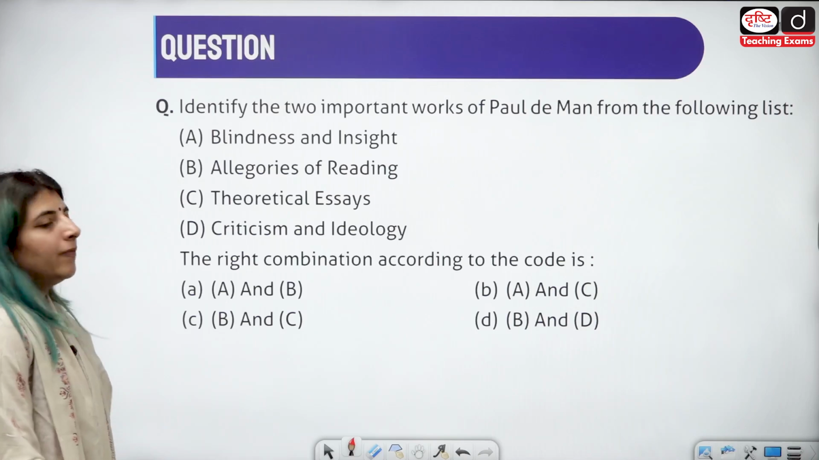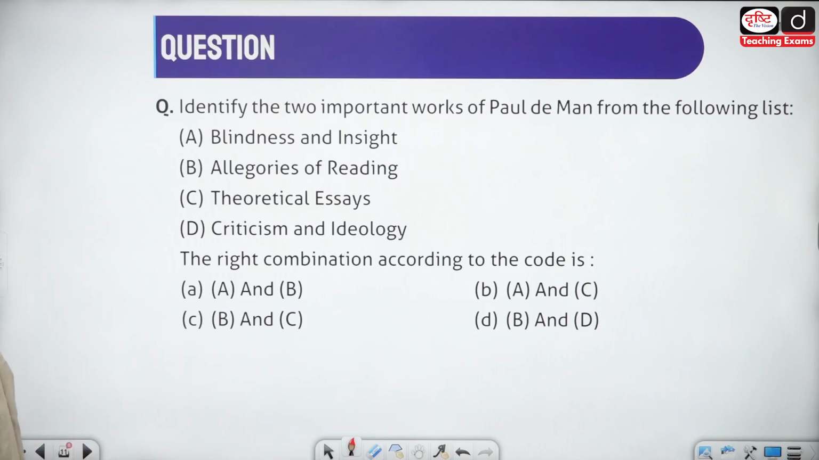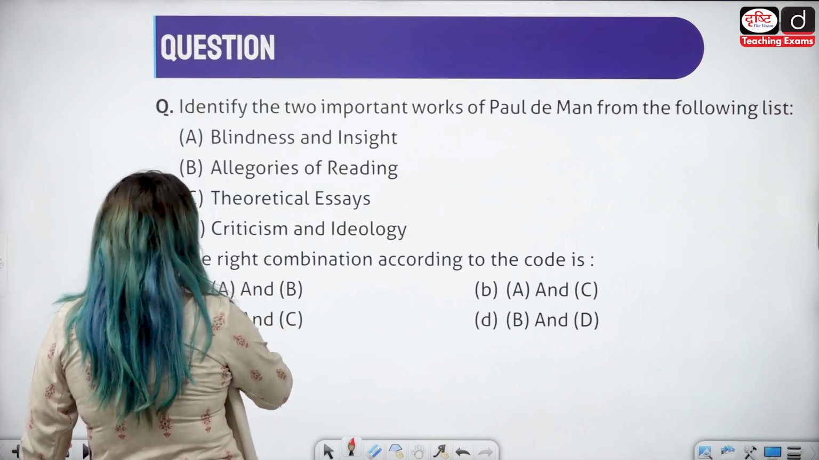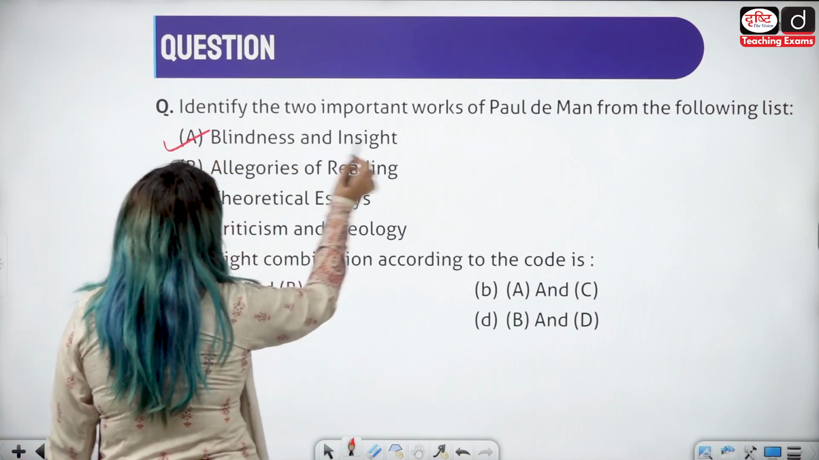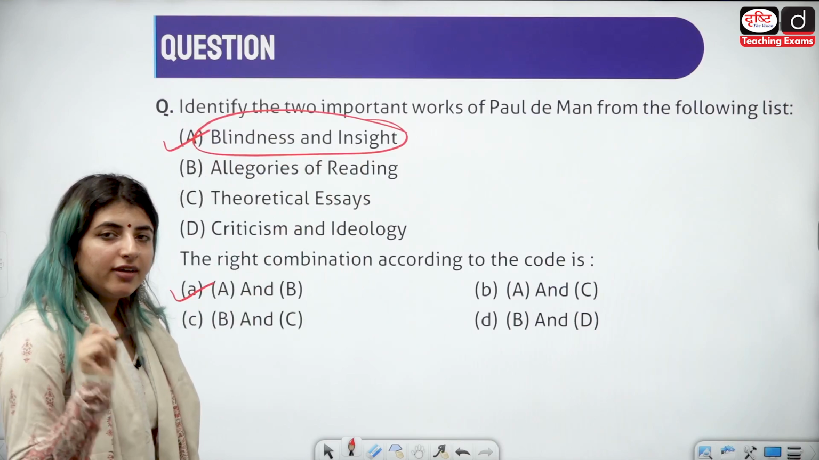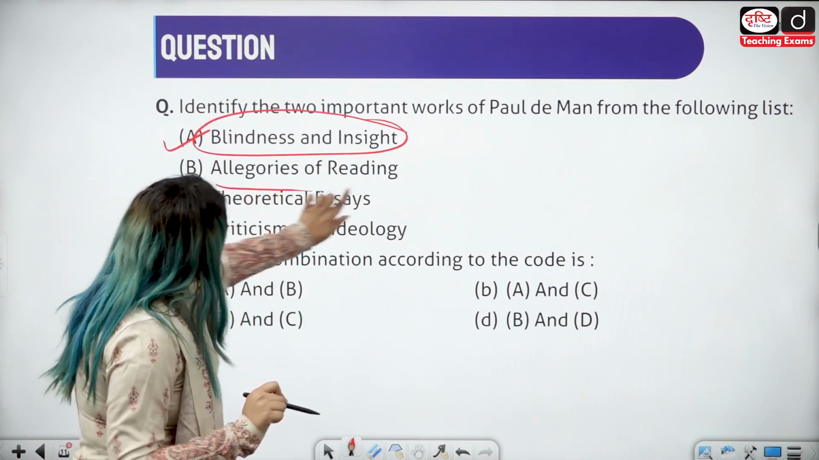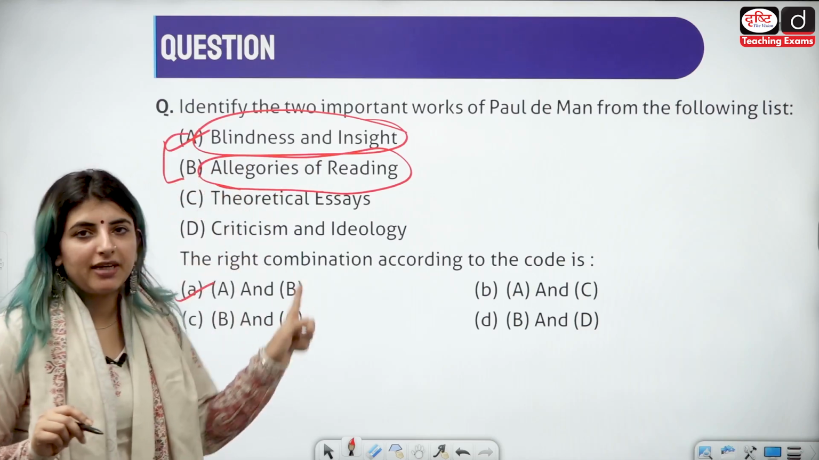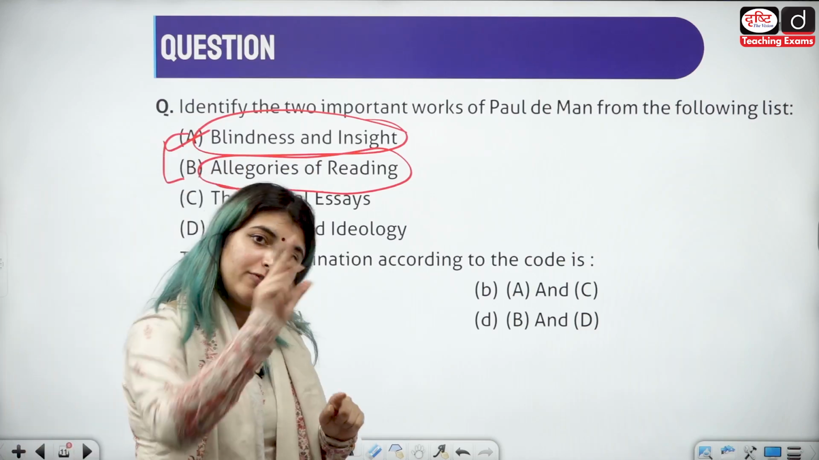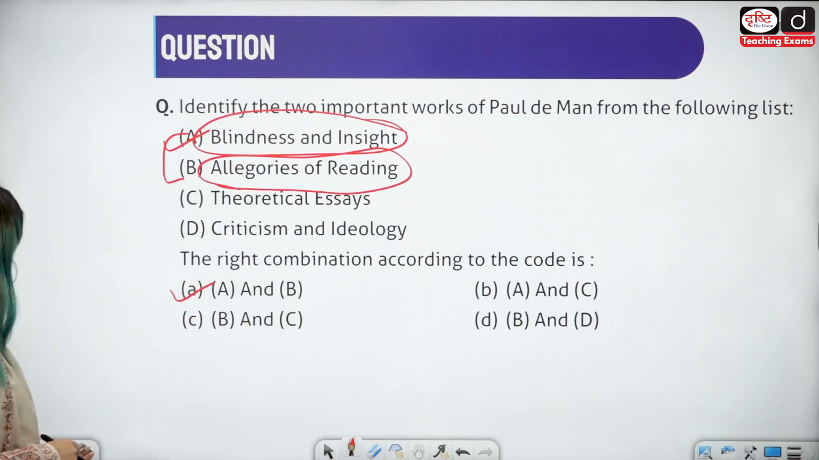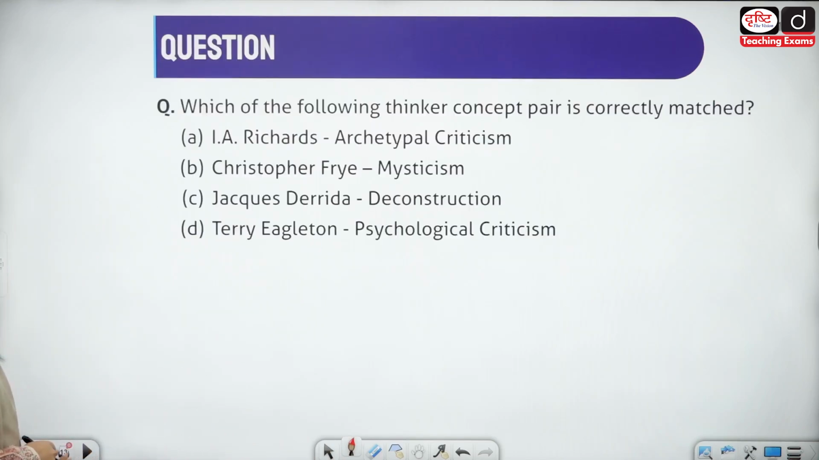Then we have identified the two important works of Paul de Man from the following list. The answer to this question, first of all, pause your screens. The answer to this question is option A, that is A and B. Blindness and Insight, we have discussed it in the major theorists wali video. Allegories of Reading, both these works with their subtitles have been discussed. So you can refer to that video again if you have missed that. Correct? These two are the correct options. So option A is the right one.